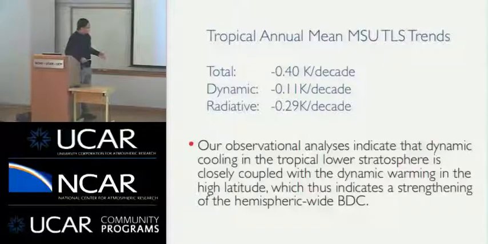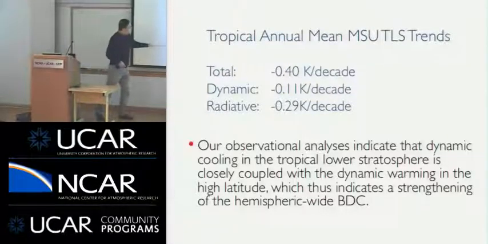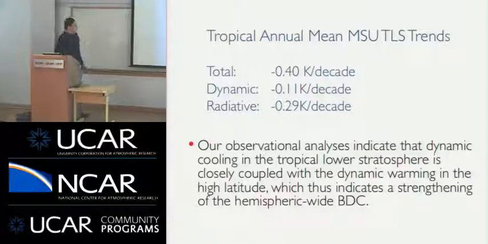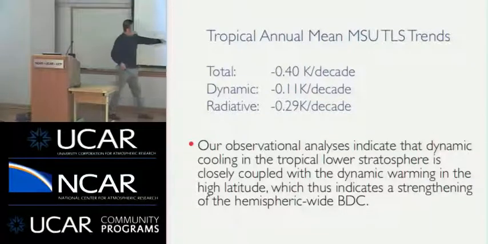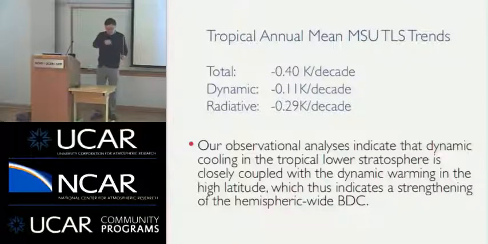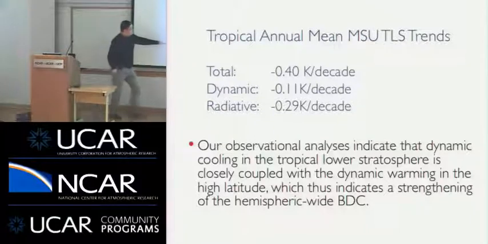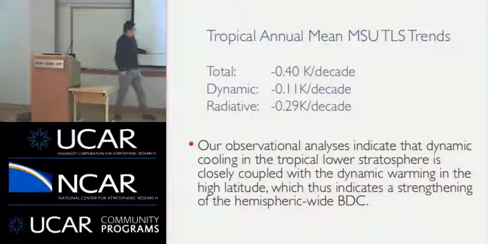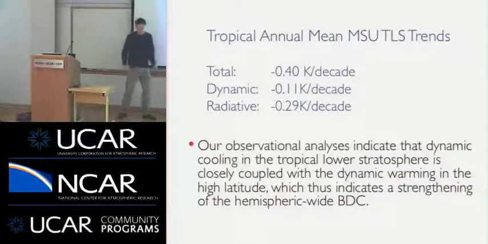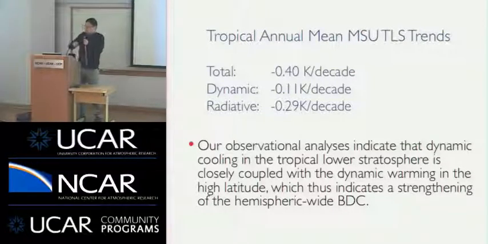One result I would like to claim is that our observational analysis indicates that the dynamic cooling in the tropical lower stratosphere is closely coupled with the dynamic warming in the high latitudes. The perfect correlation, or seesaw pattern, in the high latitudes indicates a strengthening and hemispheric widening of the Brewer-Dobson circulation. So what I say here is not really a local, shallow cell, it's really a deep cell, because the warming is really in the polar region, which is correlated with the cooling in the lower latitudes.